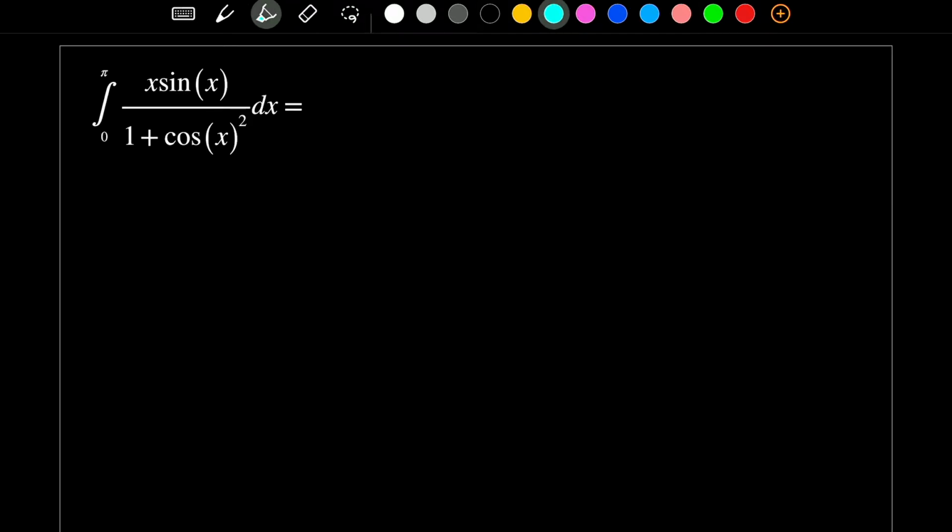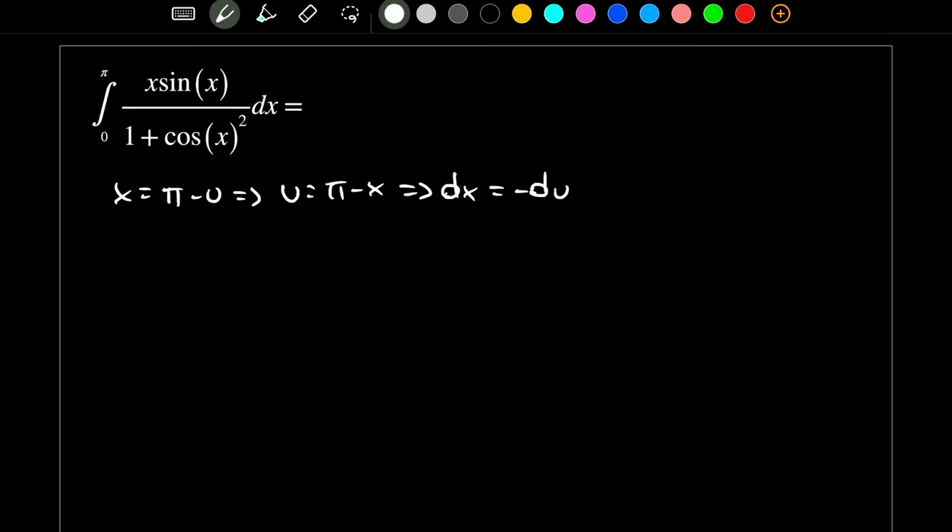Mostly this x is going to be annoying, and we'll see how we can get rid of that in a moment. So the substitution that we're going to start off with is x equals pi minus u, which means, by just switching some things around, that u equals pi minus x, which also means that dx is equal to minus du. So all pretty trivial. So let's see what this gives us.